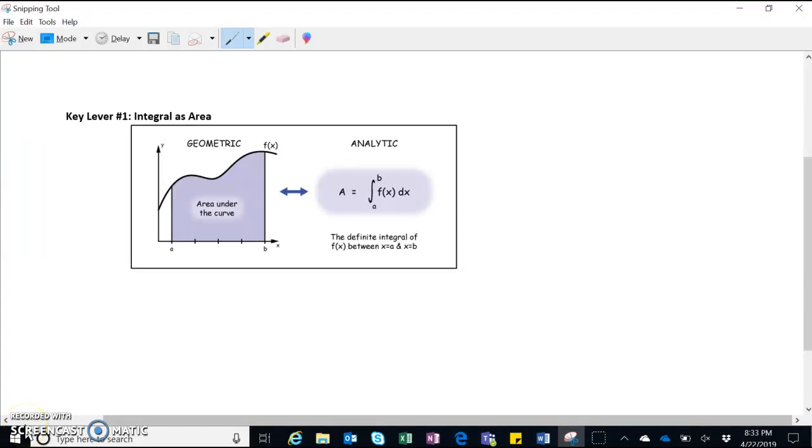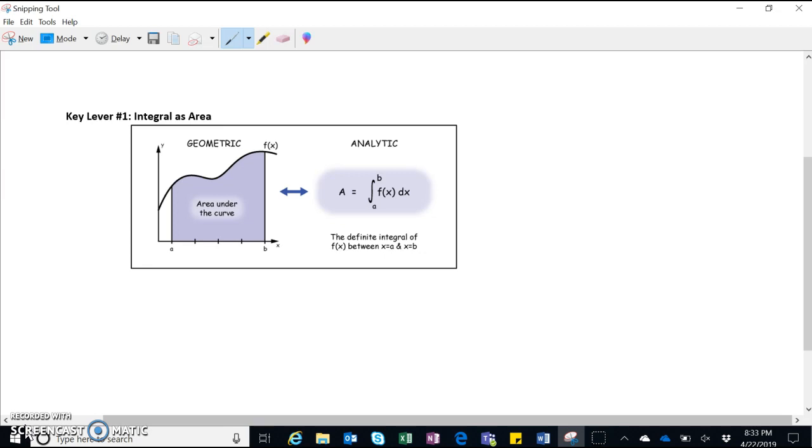All right, everybody, I'm on page 58 of your unit packet, going over the key levers for applications of integration. This first key lever doesn't have a model problem associated with it. It's just the big idea that a definite integral represents area under a curve.